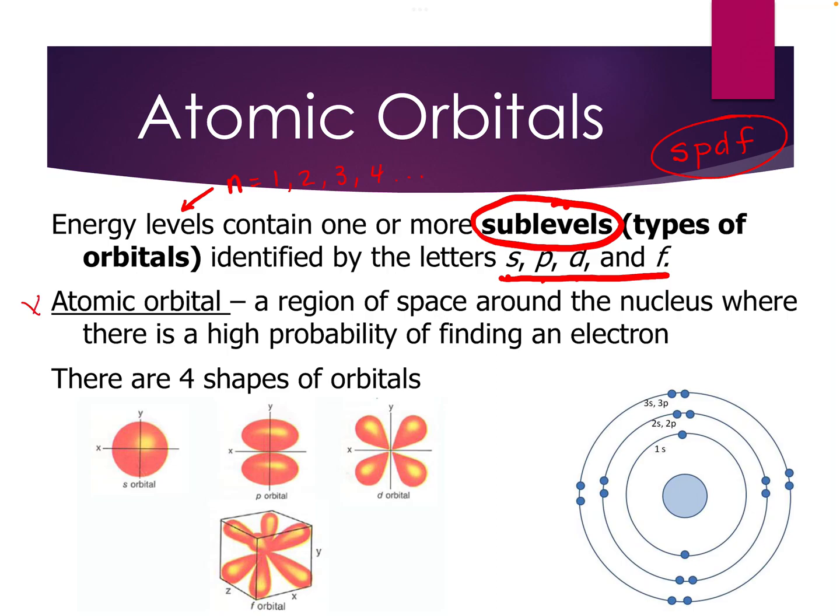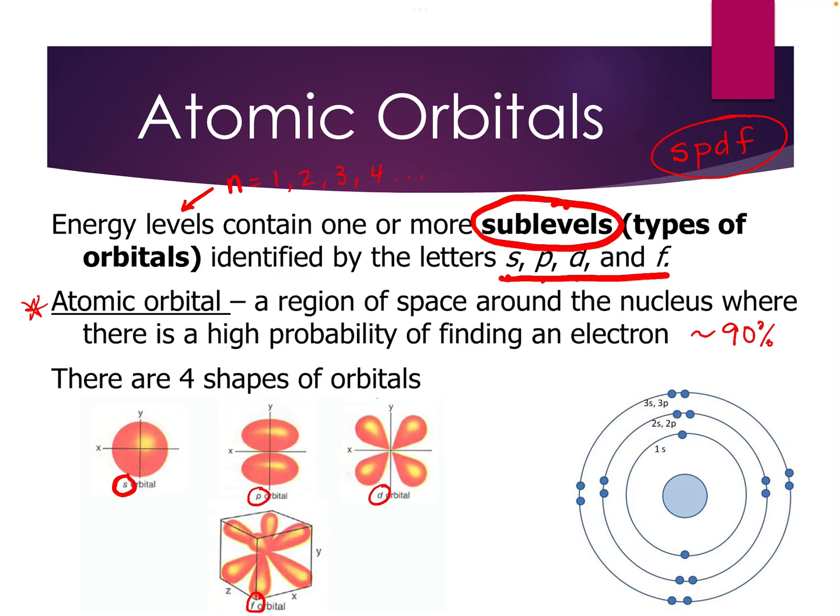Okay, so again, an atomic orbital is a region of space around the nucleus where there is a high probability of finding an electron. And by high probability, we mean like there's a 90% chance it's in there. There's still a 10% chance it decided to wander off to somewhere else, but it's probably in there. Okay. Here are the 4 shapes of the orbital. So here is S, P, D, and F. And so we're going to talk about these different shapes as we go through.